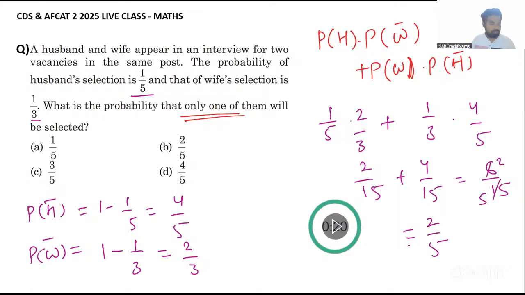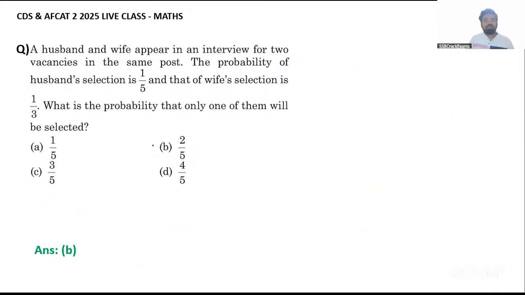2 upon 5. Okay. So who has given the answer? Sigram, yes, it is correct. Very good. So option number B is correct.